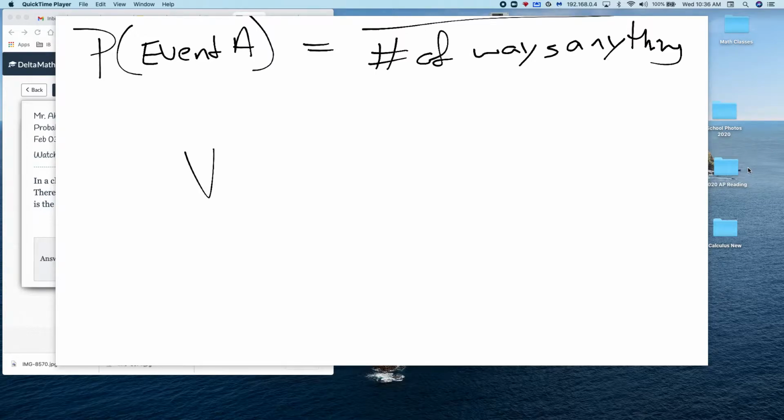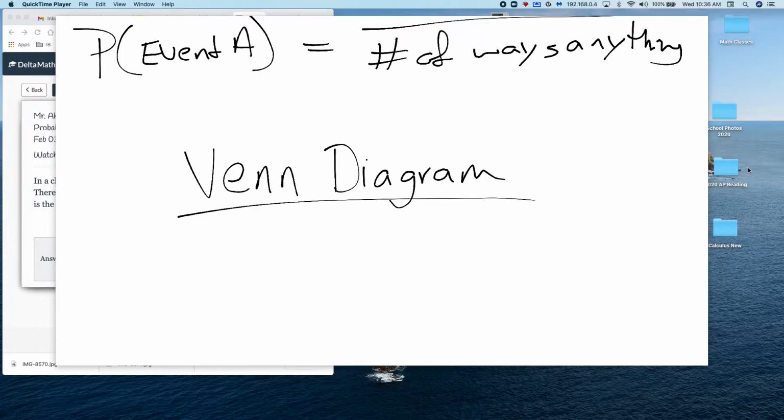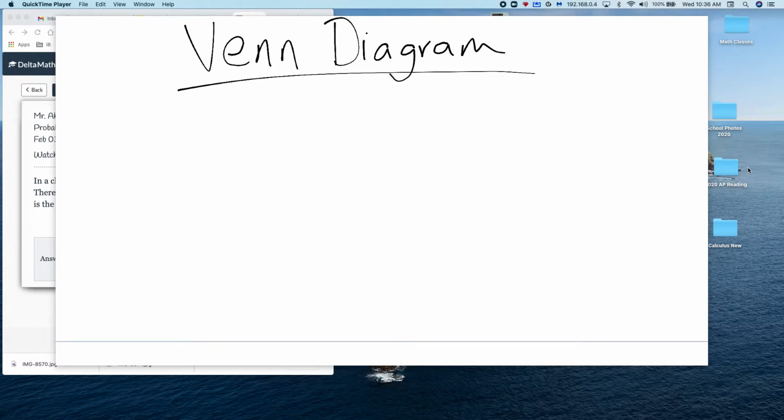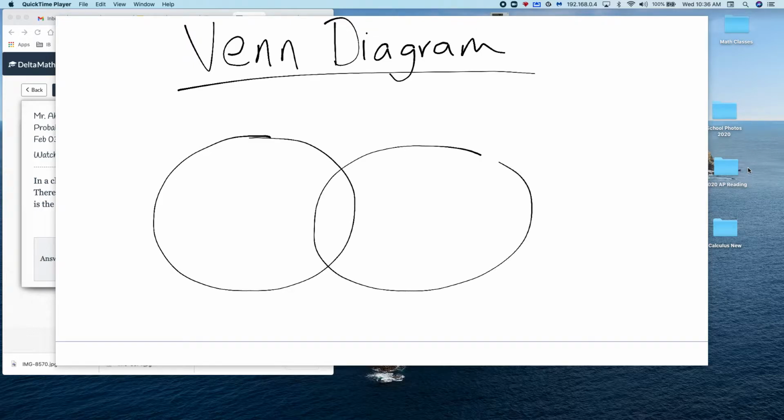A Venn diagram is what we're going to talk about today. We can use a lot of different things, such as a table or a tree diagram, depending on the situation, but a Venn diagram is a way to compare things happening. You've used them in English, where you can compare and contrast different books.